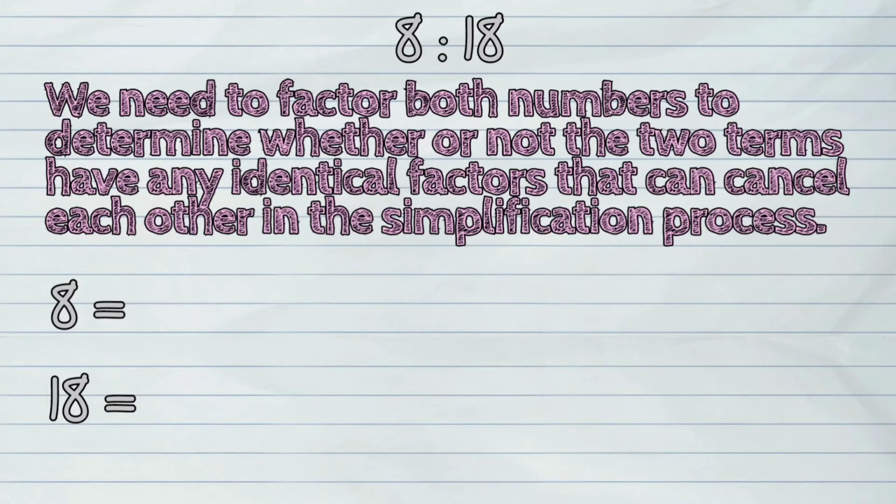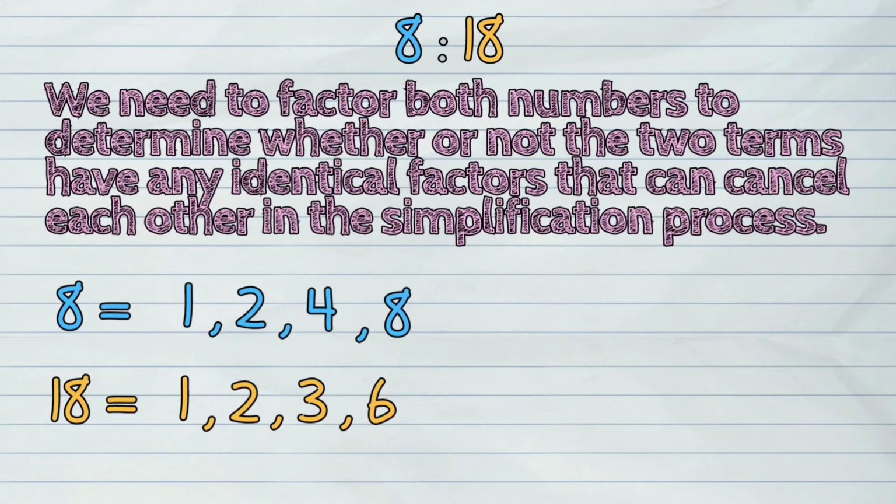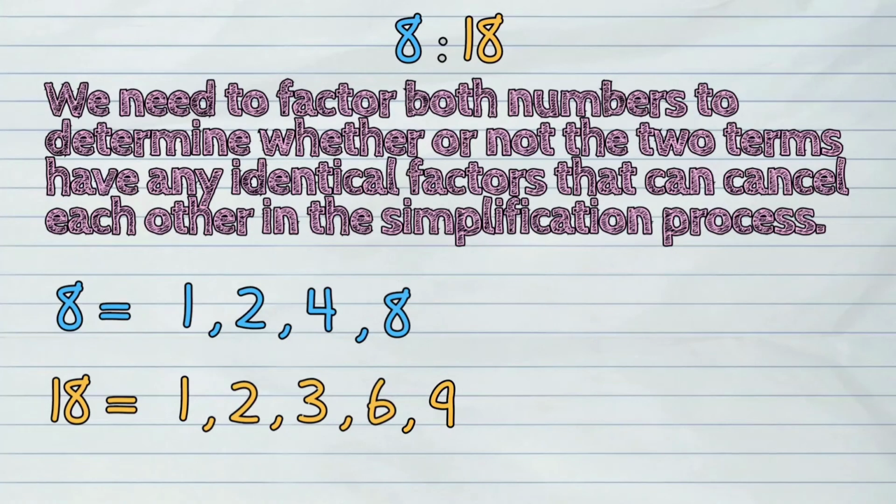The first term is 8. Its factors are 1, 2, 4, and 8. The second term is 18. Its factors are 1, 2, 3, 6, 9, and 18.